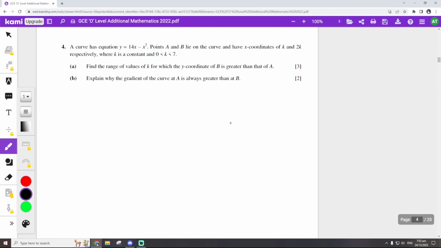Okay, so this is a very interesting question, but let me show you how I approach it. 14x minus x squared is actually a curve that passes through the origin, and it's a quadratic shape. In particular, this is 14, right? And this is 0. So the symmetry is actually at 7. So let's say I put k here, and I put 2k here. You can see that the y coordinate of B is greater, right?